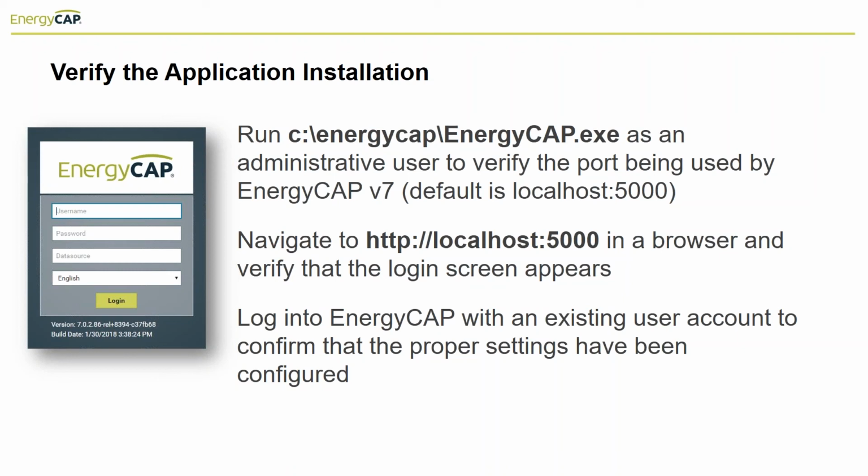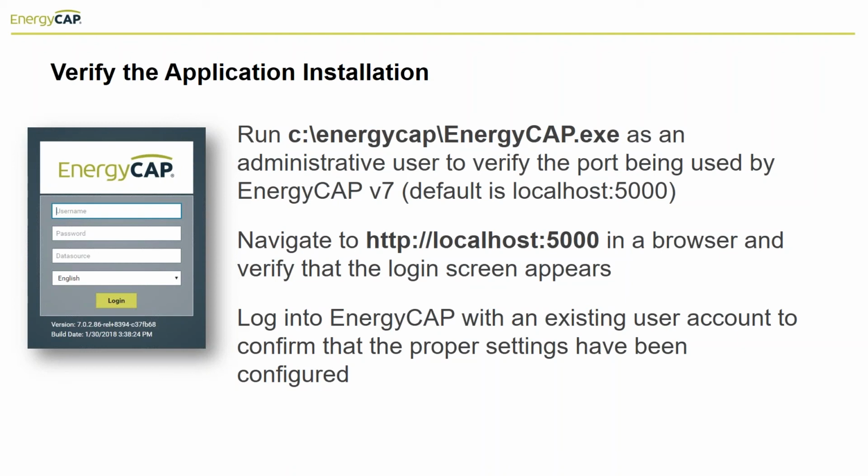You can go there, log in, and again, you would use the data sources that have been configured in your catalog service. You can see here on the screen, as you're logging in, you provide a username, a password, and then a data source. Again, that's the key that tells EnergyCAP which particular database you want to access.